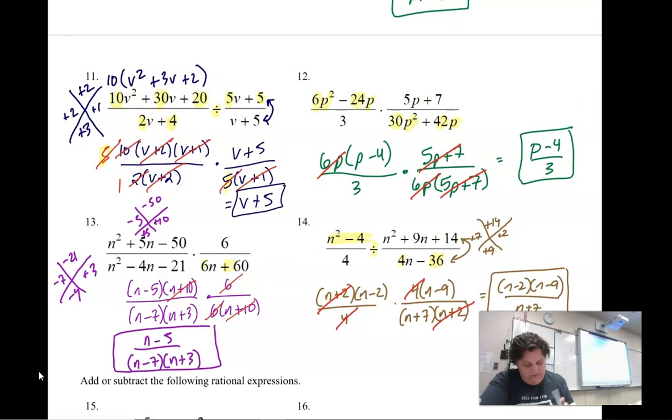Okay, all right. So now let's go ahead and tackle the next couple parts, adding, subtracting, and solving, just slightly more difficult, okay?